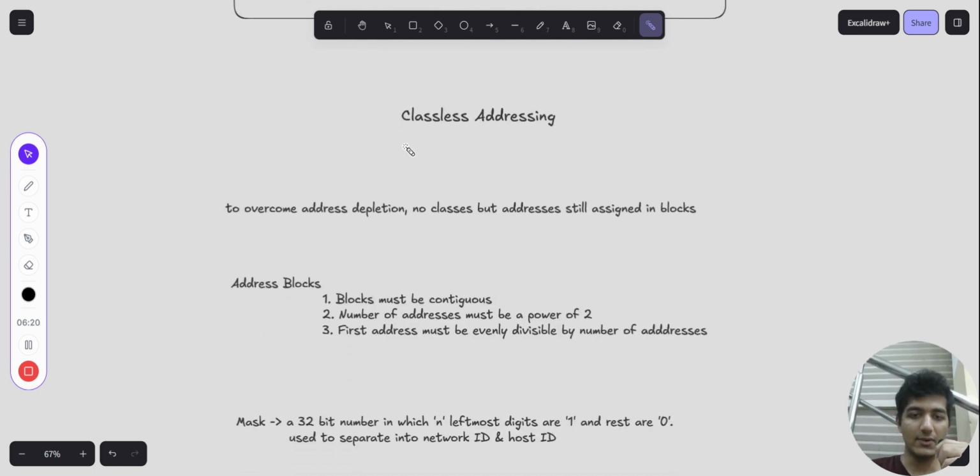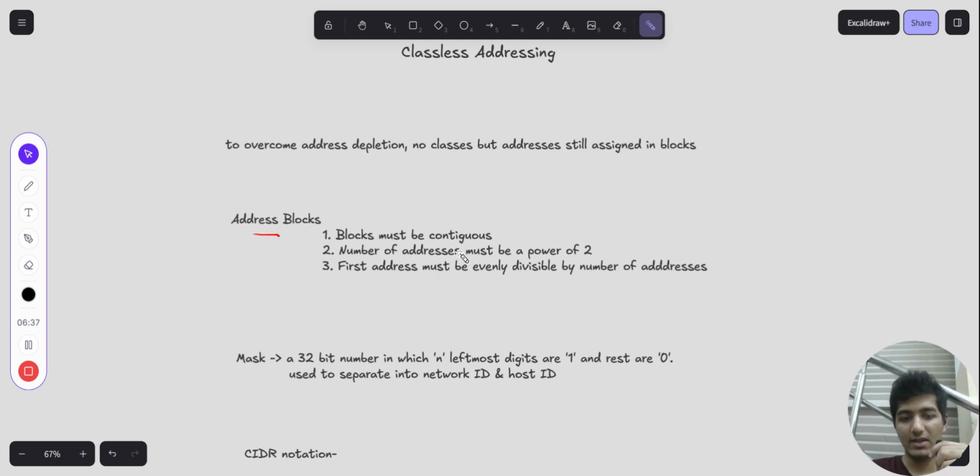Now, we go on to classless addressing. To overcome address depletion, in classless addressing, classes do not exist, but addresses are still assigned in blocks. And there are a few rules we have to follow while assigning these blocks. Blocks must be contiguous, that is, one after the other. So 18.1, 18.2, 18.3, they all must be consecutive in address space. The number of addresses must be a power of 2: 2, 4, 8, 16, and so on. And the first address must be evenly divisible by the number of addresses.